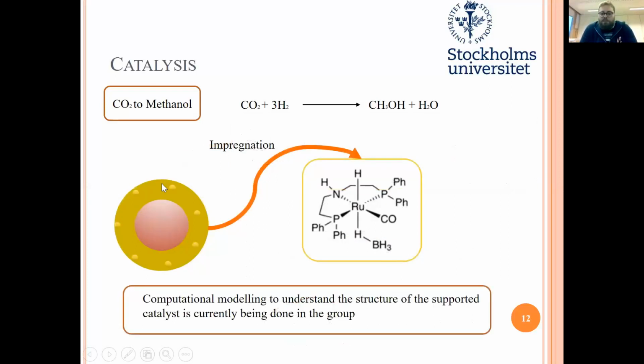And then, as I said before, we further functionalize these materials by impregnating a ruthenium homogeneous catalyst, which we can see here. It's got a rather complex structure. It's a coordination complex. For the impregnation, first we dissolve this homogeneous catalyst into an organic solvent, and then we add this amine-modified silica, and we basically just let the solvent evaporate, so all the catalyst is anchored on the surface.